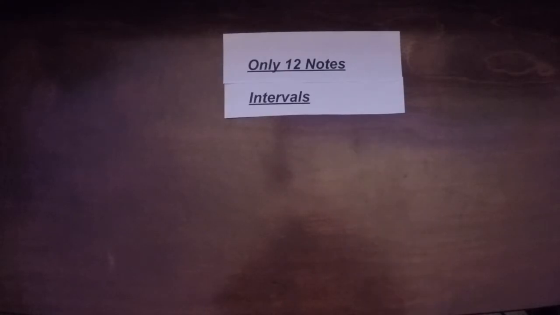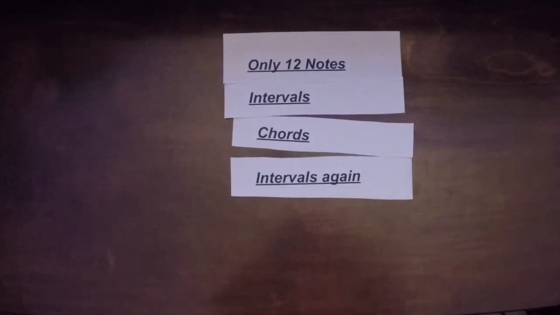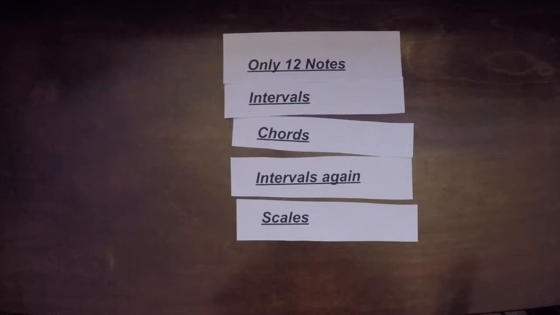I want to talk about five musical things today. Here they are: 12 notes, intervals, chords, intervals again, and scales. These are the five things that we're going to talk about.